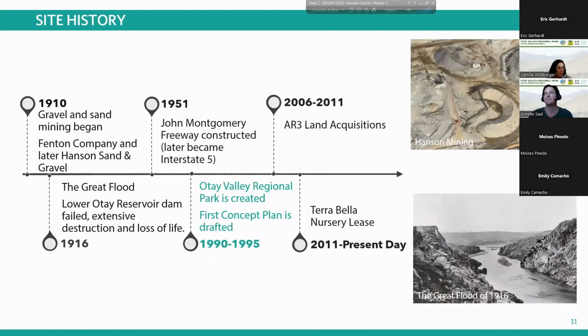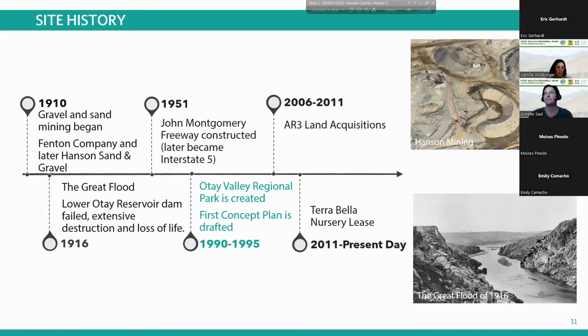In 1910, the Fenton Company initiated gravel and sand mining operations in the area, later acquired by the Hanson Sand and Gravel Company. Many ponds in the vicinity originated as old sand and gravel pits. The 1916 Great Flood in the valley was a catastrophic event triggered by the heavy rainfall and subsequent overflow of the Otay River. The torrential downpour overwhelmed the region's infrastructure, causing widespread flooding, destruction of property, and loss of life. The floodwaters breached the lower Otay Reservoir Dam, exacerbating the disaster and inundating surrounding areas with a mass surge of water.